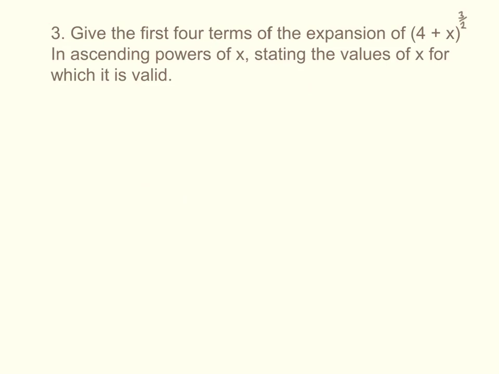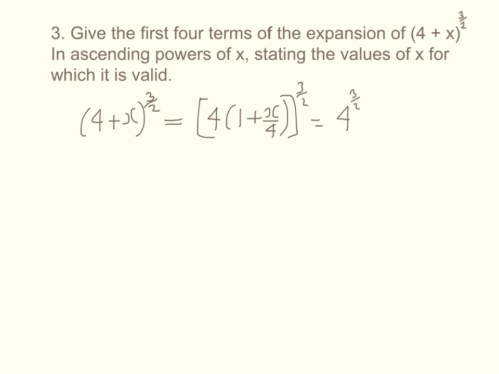Right, now we've got one that's a little bit different because here we've got a number that isn't 1 in the first position, and we haven't got a formula for that because we have to have 1 in that position, so we have to factorise it first. So we can take out a 4 and say that's 4 lots of 1 plus x over 4, and that's all to the power of 3 over 2. So we can write that as 4 to the power of 3 over 2 multiplied by (1 plus x over 4) to the power of 3 over 2. 4 to the power of 3 over 2 is the square root of 4, which is 2, cubed, which is 8.